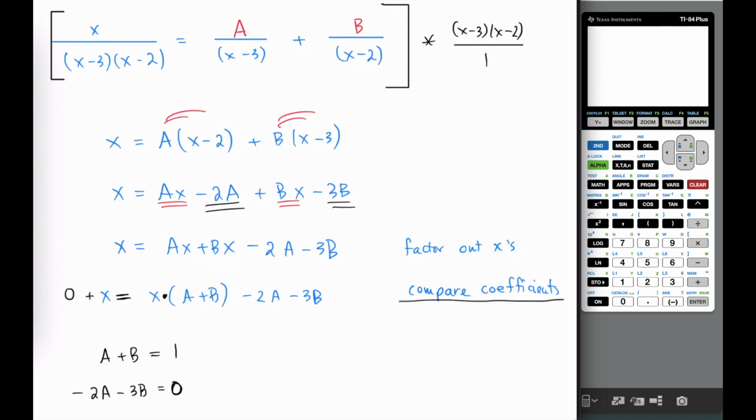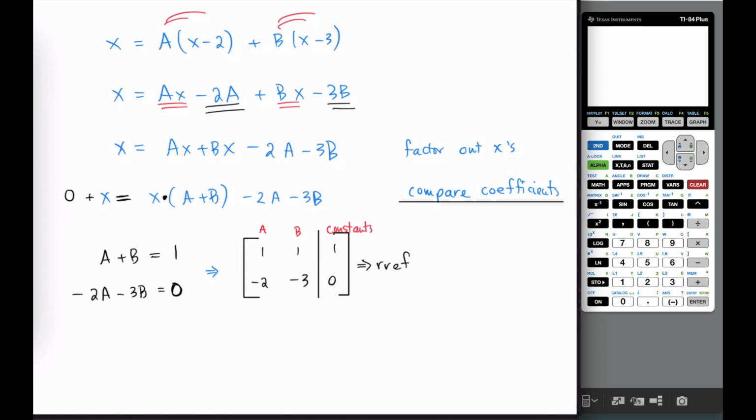So when we compared coefficients, what we were able to achieve is a system of equations that contains only the two variables that we're trying to solve for. So we can just solve this system. And one way that we go about doing that is by converting it to a matrix. So my top row would be 1, 1, 1, and the bottom row would be negative 2, negative 3, and 0. And this would be an augmented matrix. And the columns would represent the coefficients on A, the coefficients on B, and the constants to the right of the equal sign. So now we'll put this matrix into our calculator and come up with its reduced row echelon form.